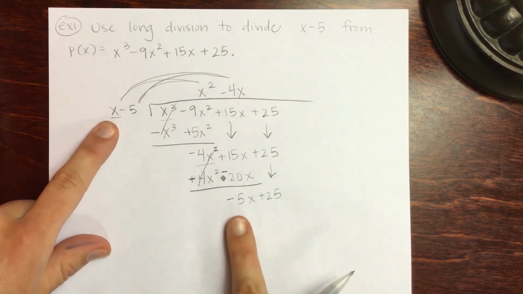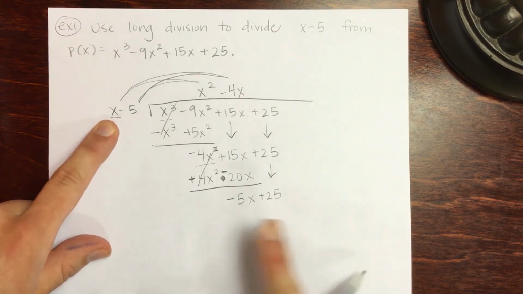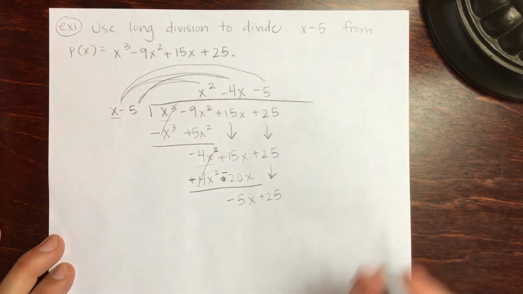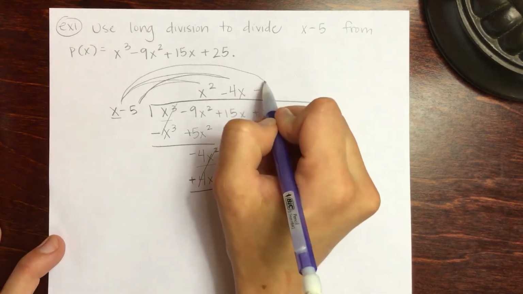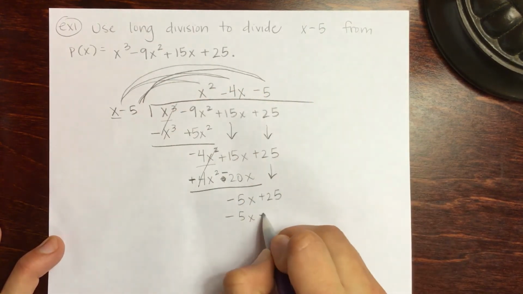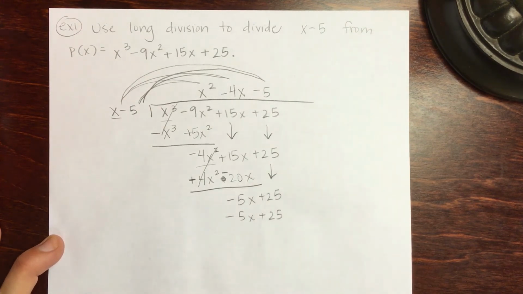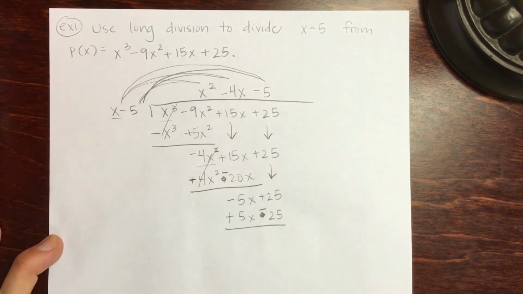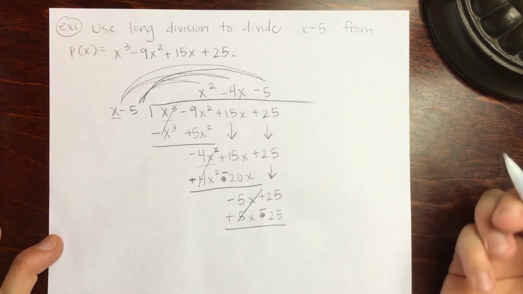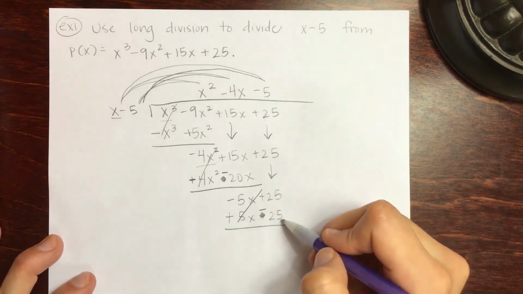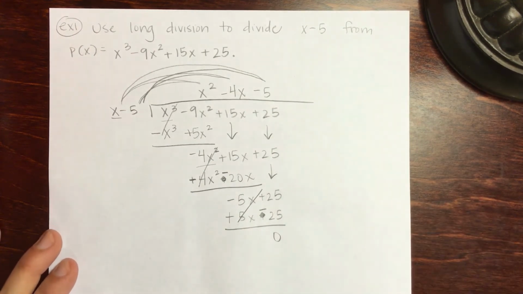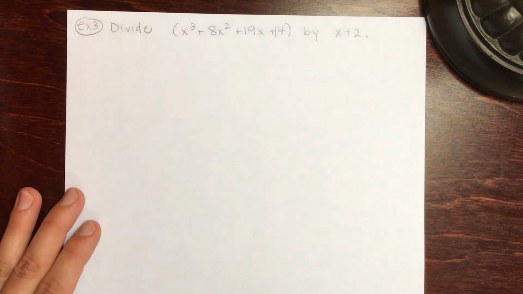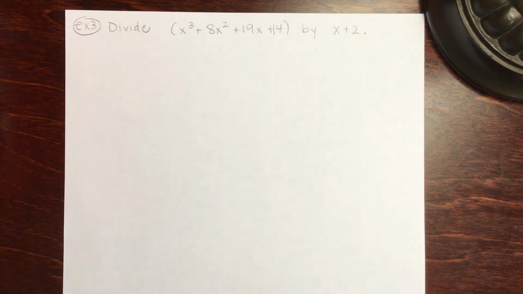So x times what is negative 5x? Negative 5. All right, distribute. Negative 5 times x is negative 5x. Negative 5 times negative 5 is positive 25. Subtract. So change your signs and add. That's what subtracting is. Negative 5x plus 5x, that adds up to 0. And 25 minus 25 also adds up to 0. Long division is very repetitive. Make sure you pay attention to your signs and get everything right.